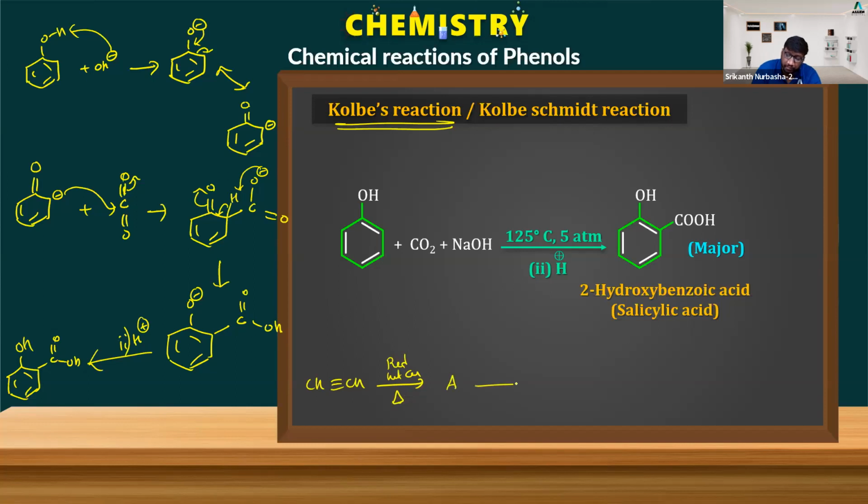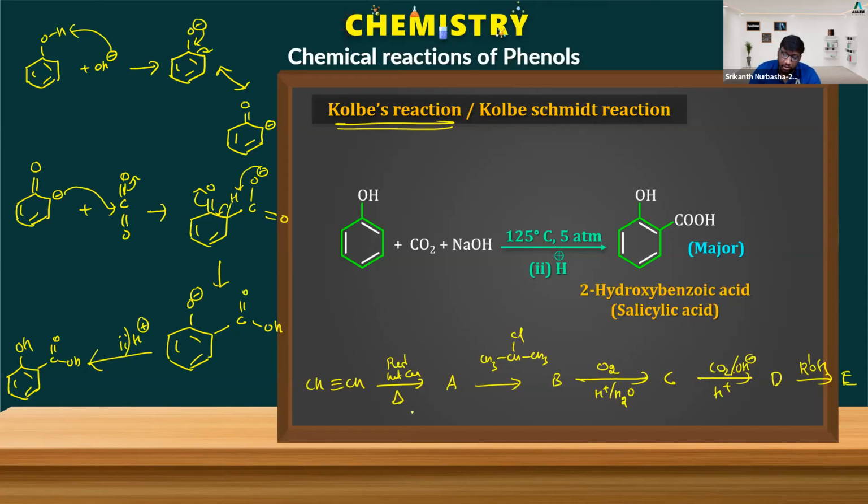I generate A. A treated with CH3 CH Cl CH3 generates B. B treated with O2 followed by H plus in the presence of H2O generates C. C treated with CO2 and OH minus, then acidification, generates D. D treated with R dash OH generates E. What is E?